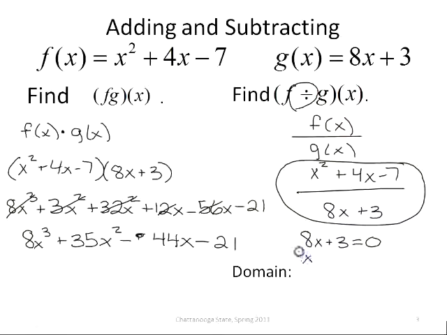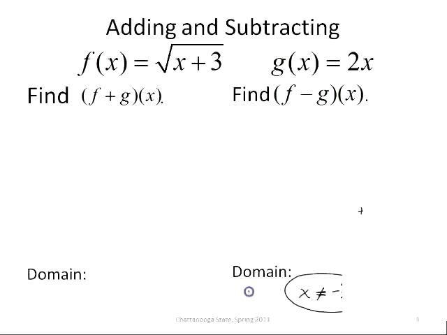So to find my domain, I set the denominator equal to 0 and solve it. That would give me 8x equals negative 3. So x equals negative 3/8 is my bad number. So we would say x cannot equal negative 3/8. But x could equal everything else.